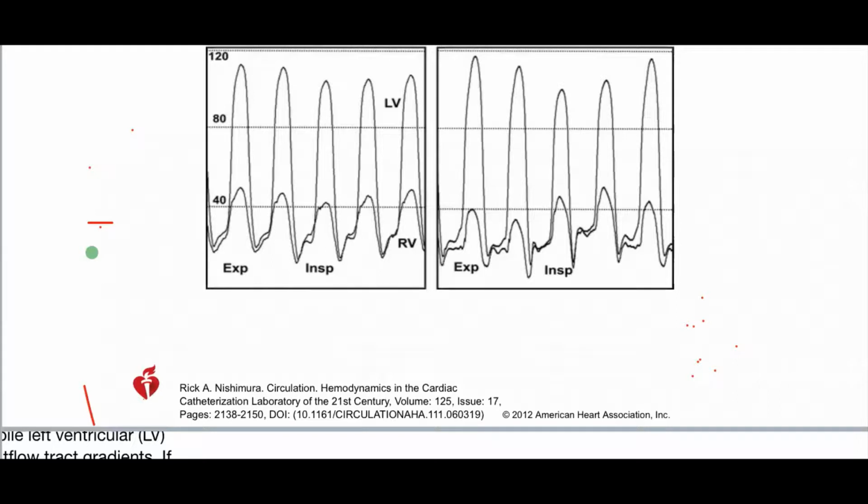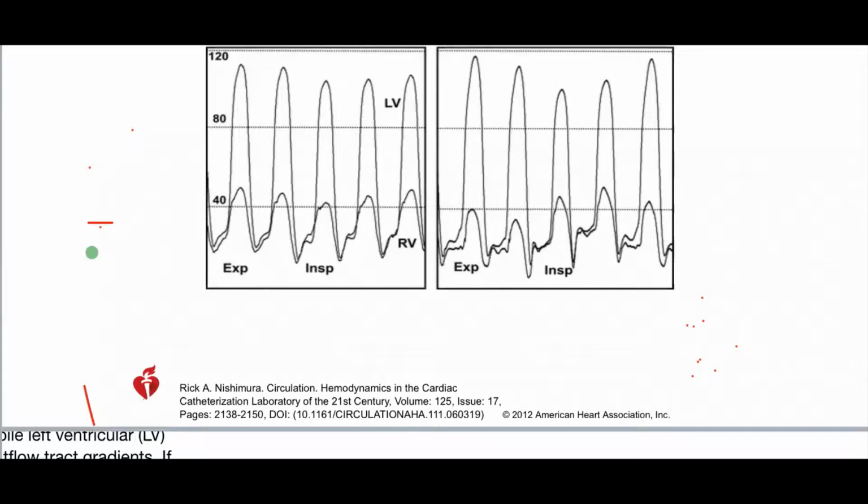Okay. The second most common slide in cardiology exams after the broken bro sign is this one: the difference between constriction and restriction. So what's the difference here? On the left, there is discordance between the LV and the RV. Very good. And it is constrictive pericarditis.